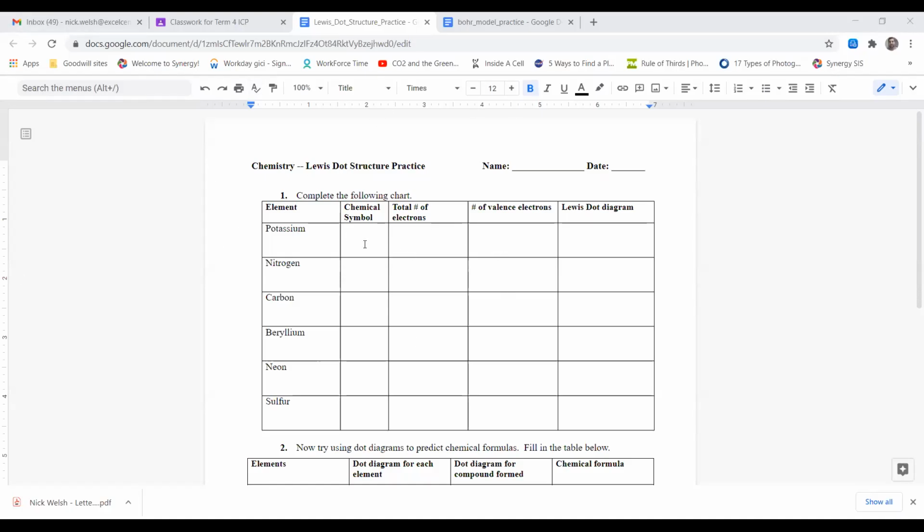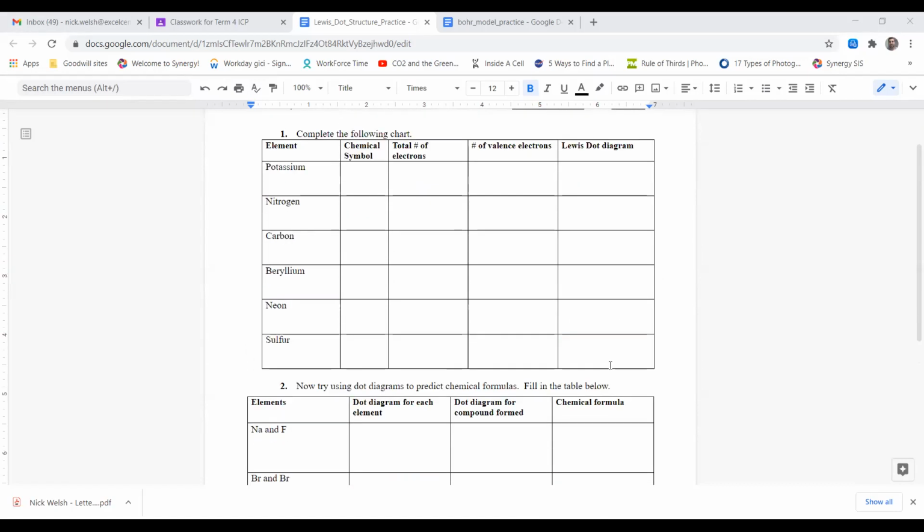So at the top we have elements. You just got to type in their chemical symbol. Tell me the total number of electrons, how many valence electrons it has, and then again, this is going to be something we're really going to have to figure out how to do on the computer. As of right now, there's not a good way. So you're going to have to write these on a separate sheet of paper and turn that in.